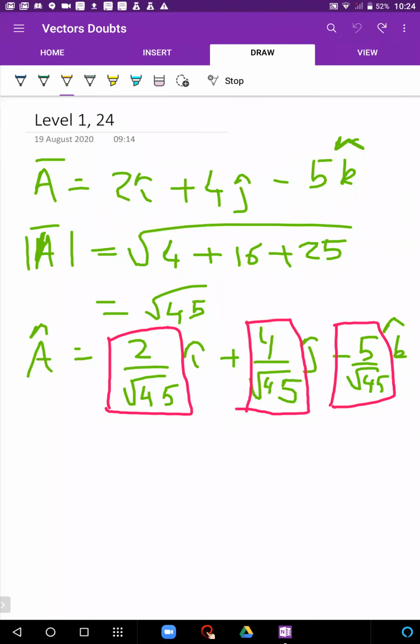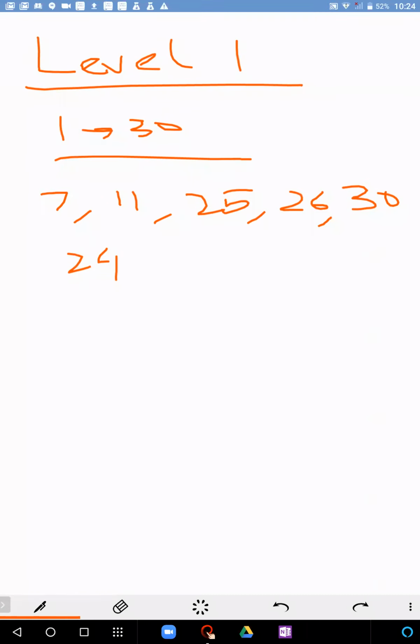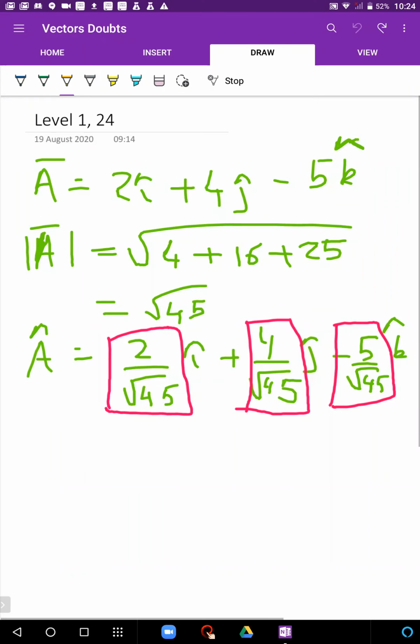Okay, clear? Any doubt in 24? You can see this corresponds to maybe option A. No doubt. याद रहेगा इसके आगे हमेशा. ठीक है, ऐसे निकालते हैं, ऐसे निकालना डायरेक्शन कोसाइंस.